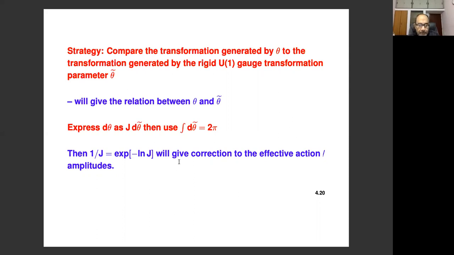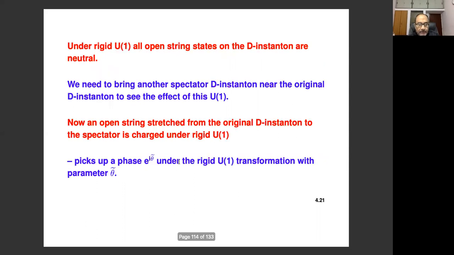Okay, so let me proceed. So what is this rigid U1? Under this rigid U1, all open string states on the d instanton are neutral. But the effect of rigid U1 can be seen if we bring another spectator d instanton near the original d instanton.